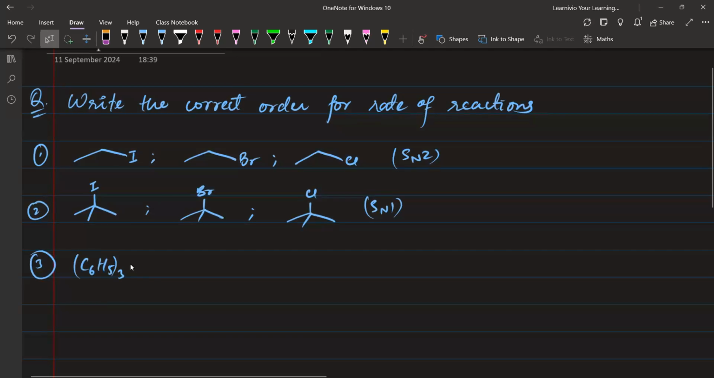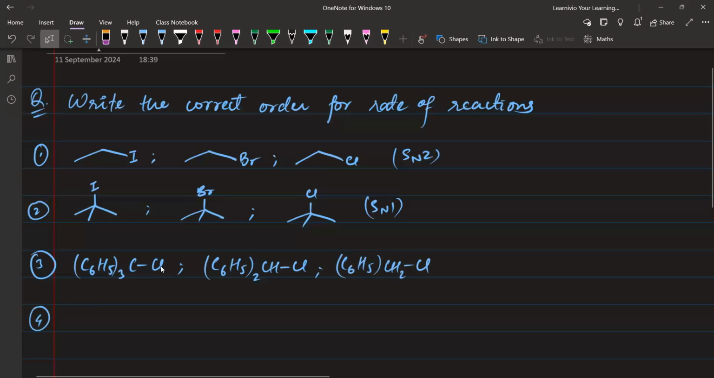C6H5 whole cubed carbon, and here you have, let us suppose, chlorine. C6H5 whole twice, CH and 1 chlorine. C6H5, C2 and then chlorine. What else you can do? So this one is for SN1.